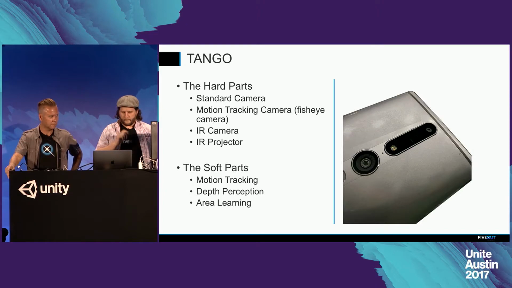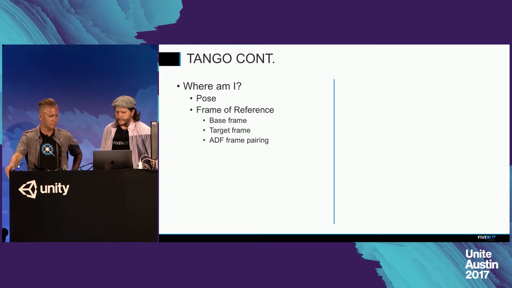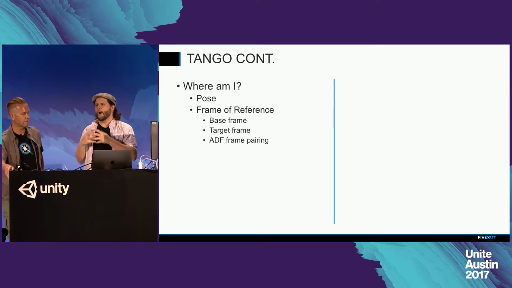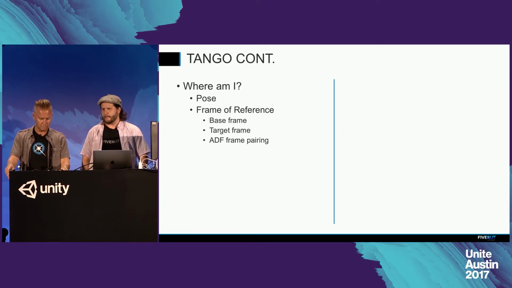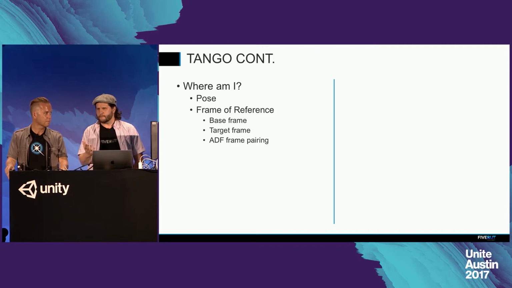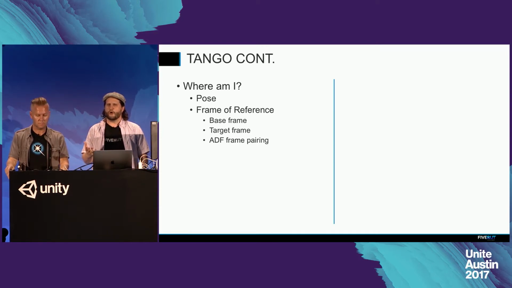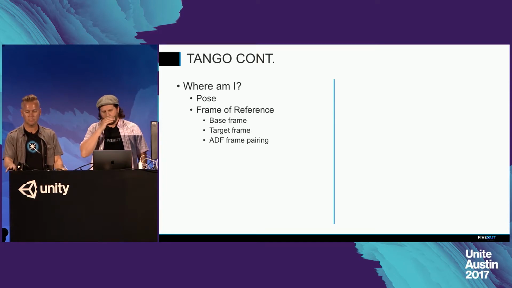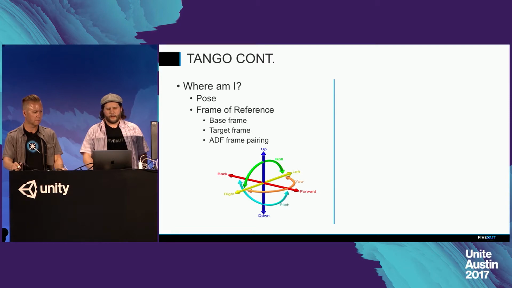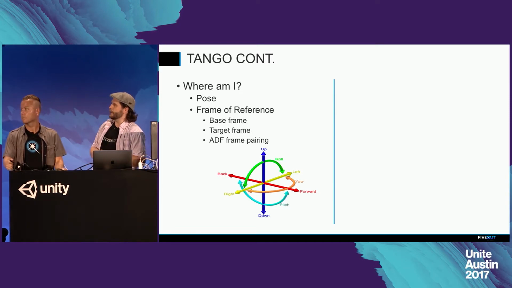I want to talk a little bit more about the area learning and answering this question of where am I? So first of all, we have to understand what a pose is. The pose is basically the answer if you ask the question, where are you? Where are you, Jonah? And I'd say, well, I'm standing on my head. That's essentially what a pose is. I'm letting you know that I am oriented so, and my position is just such. But we don't have a reference point, right? So this is our pose.